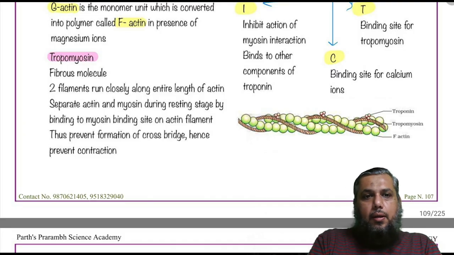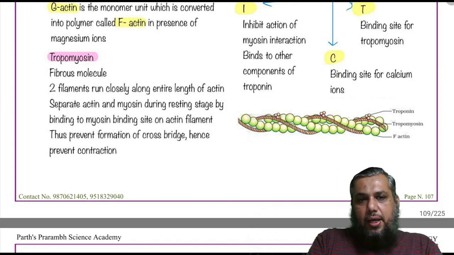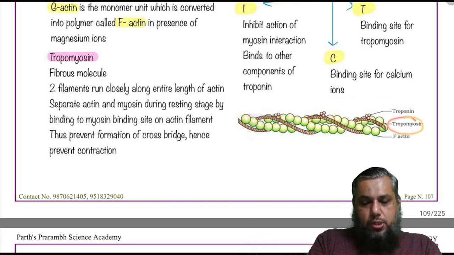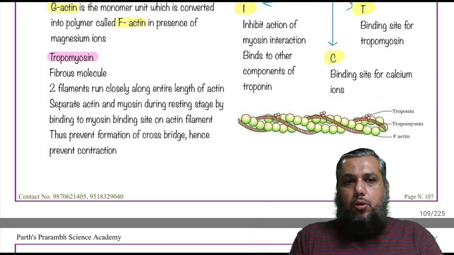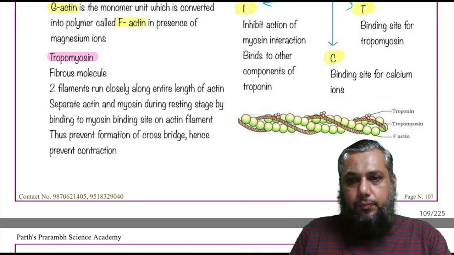Similarly, the second component is, you must be seeing in the diagram कि ये F actin है, and along the F actin we see the presence of helically two filaments of helically wound protein along the F actin, जिसको कहते हैं ट्रोपोमायोसिन. ओके, सो ये ट्रोपोमायोसिन हो गया, which consists of two filaments along the length of the actin.